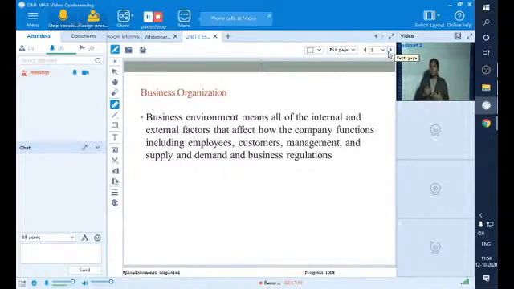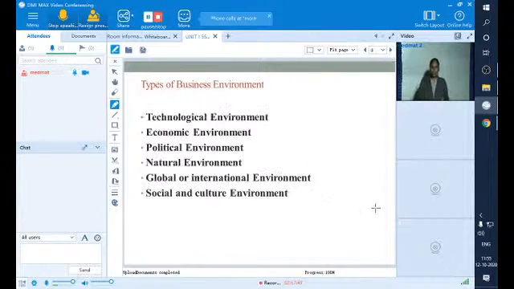So how will it affect the company, internally and externally, in terms of employees, customers, management and supply and demand? If all these get affected, the internal environment and external environment will get affected. That's why the term defines how they will affect, in an internal way and in an external way. The factors that get affected are the employees, customers, management, supply and demand and business regulations. Okay, so this is what we can say is business environment.